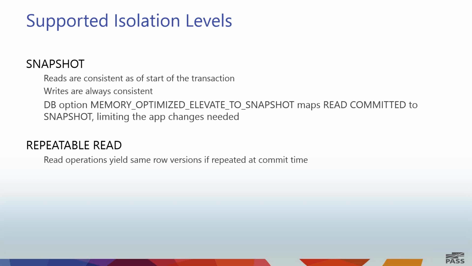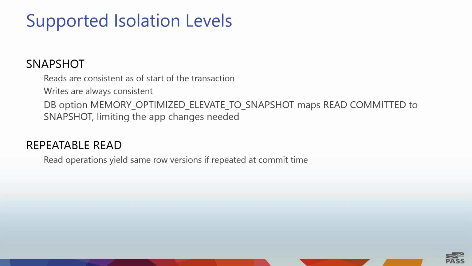Then repeatable read, the next isolation level. You will see in MSDN that for disk-based tables, this is defined in terms of locks that are taken. But of course, locks are just an implementation mechanism. You're interested in the guarantee you get from repeatable read. Repeatable read just means that read operations yield the same row versions if you repeat them at commit time. So the rows that you are reading have not changed in the database between the time you read them and the time you commit. With an account balance, for example, your account balance is not updated before you commit if you read it at some point in a transaction.